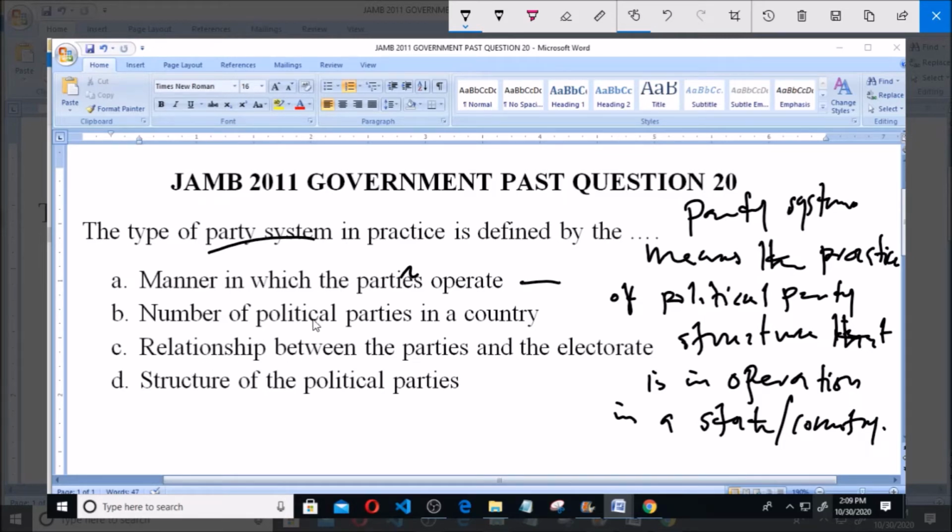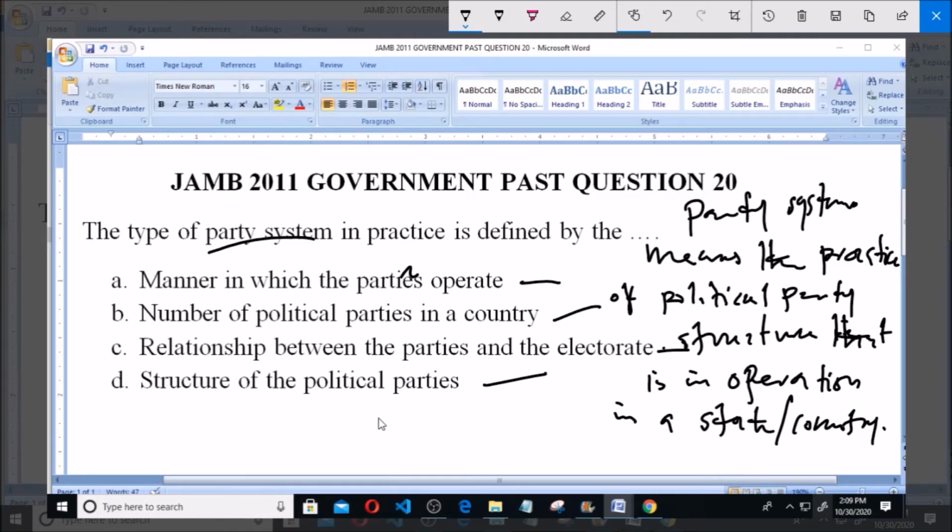B, number of political parties in a country. C, relationship between the parties and the electorate. D, structure of the political party. And I will say the party system refers to the political party, and it is defined by the number of political parties in a country.